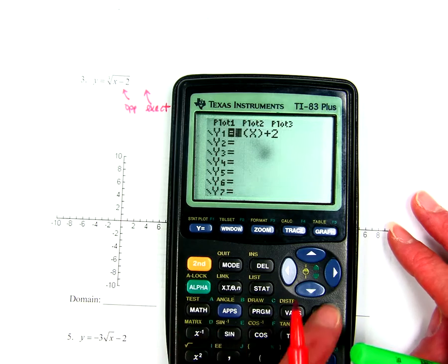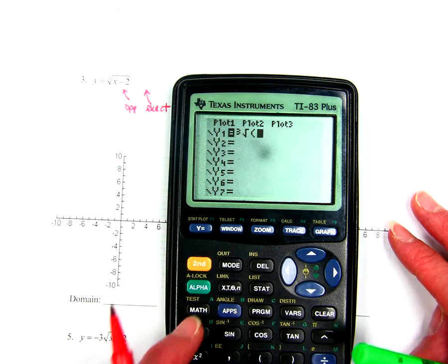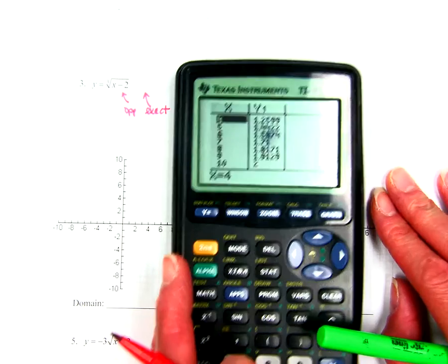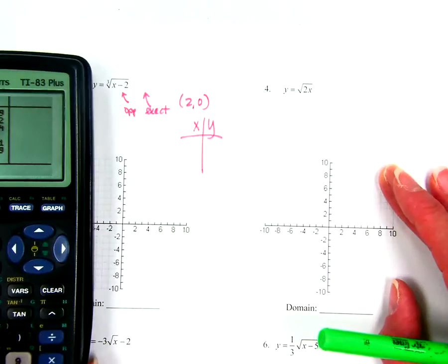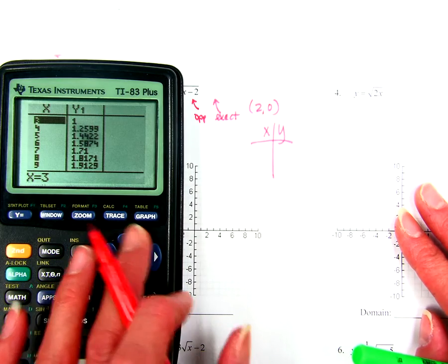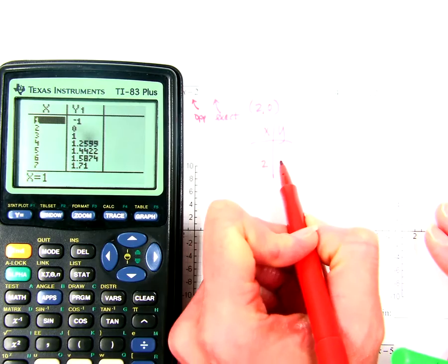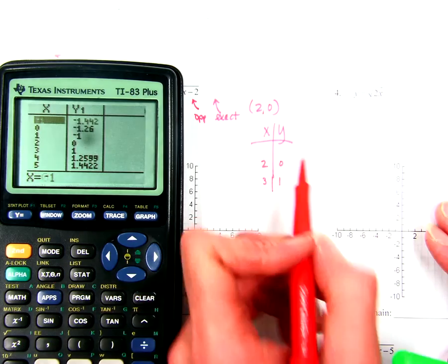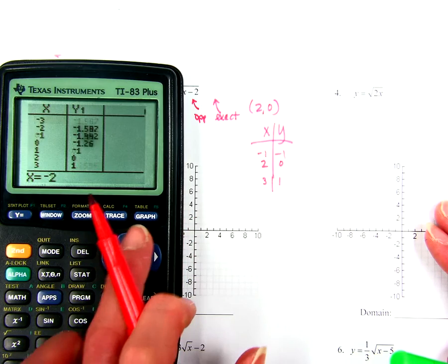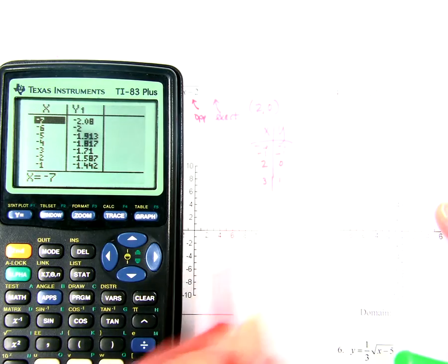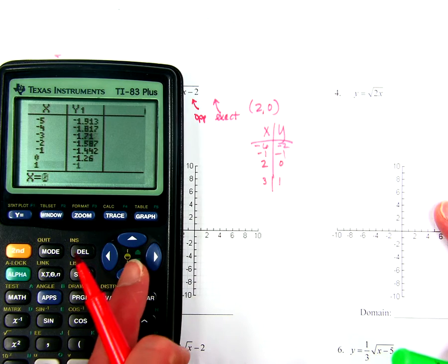So if I go here, I'm going to do the cube root of x minus 2. And I'm going to look at my table. All right, so we have 2, 0. We have 3, 1. But we also have numbers before that. We've got -1, -1. I'm going to get one more point. We have -6, -2. And then I've got another point in this direction as well.